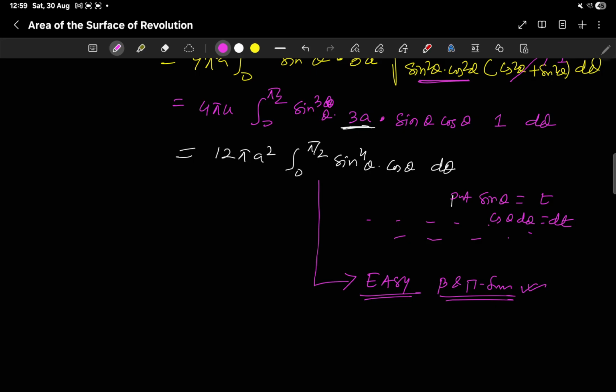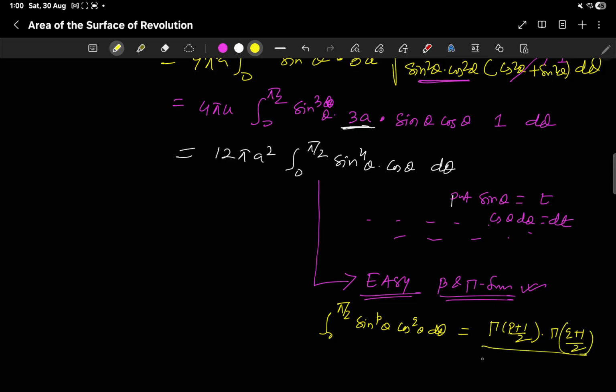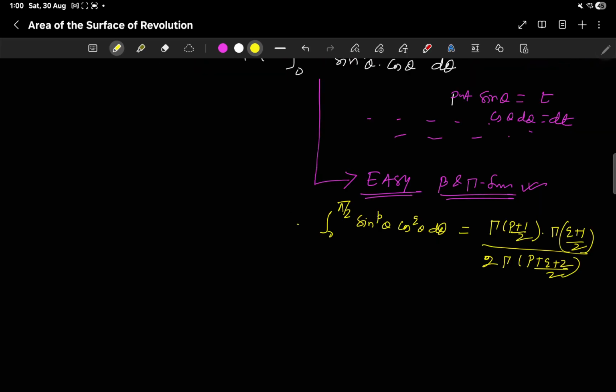The integral formula here is integral 0 to π/2 sin to the power p θ cos to the power q θ dθ is gamma of (p+1)/2 into gamma of (q+1)/2 divided by twice gamma of (p+q+2)/2. Okay, this is the formula.